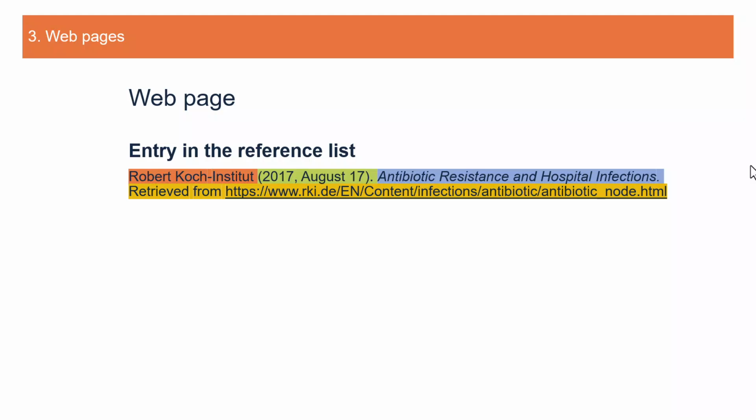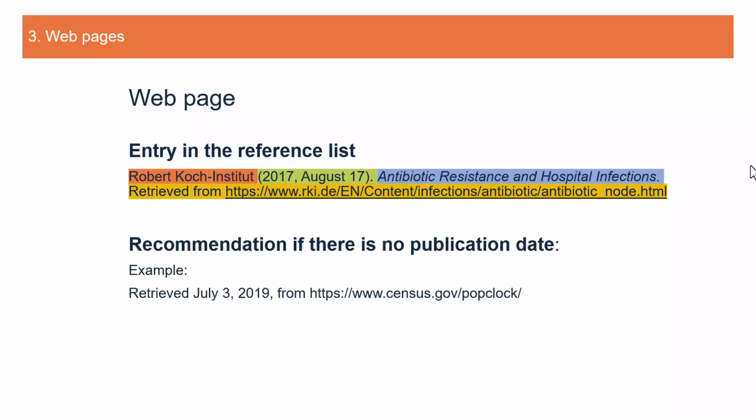Well, often if we have a website, we can't find a publication date because often it's just not given. If you can't find a publication date, we recommend that you give an access date instead. So in this case, for the APA style, for example, you would just put in front of the URL the date you accessed the website. For example, retrieved July 3rd, 2019 from, and then you give the URL.